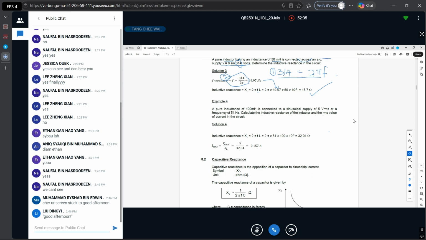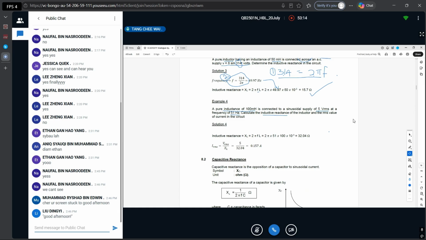Okay, example 4, we are still doing inductive reactance. Given here is the inductance of 100 millihenry. Again, the voltage, they give you the actual value of 5 VRMS, and the frequency of 51 hertz. And of course, they still ask you to find the inductive reactance. So those are the 3 things given: inductance, AC volts RMS, the sine wave, and the frequency of 51 hertz.